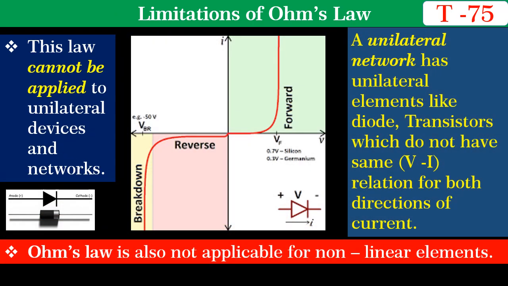First, let us take unilateral devices. A unilateral network has unilateral elements like diode and transistors, which do not have the same V-I relations for both directions of current. You see that in the case of a diode, the relation between V and I is nonlinear in this region in the forward direction and nonlinear in this region in the reverse direction. Hence, Ohm's law cannot be applied in these regions.